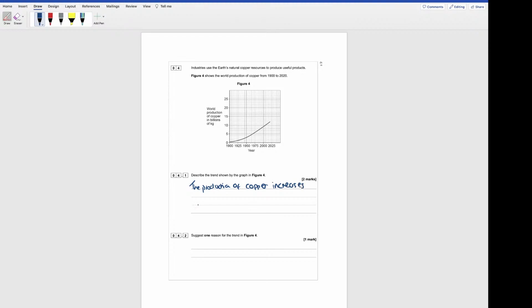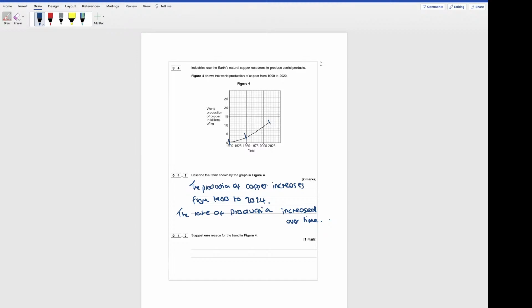So the production of copper increases from 1900 to 2024. But the second mark for this talks about the rate. At the start, the tangent isn't as steep as at the end. So the rate increased towards the end. It started off slower and the rate increased. So increased over time. So a tricky one there for 2 marks.